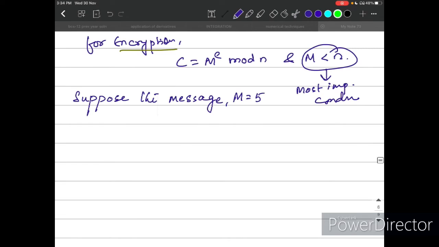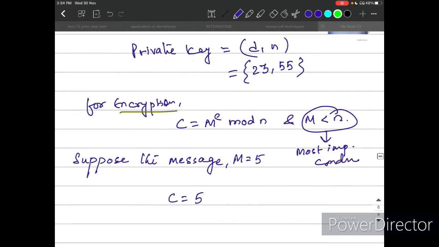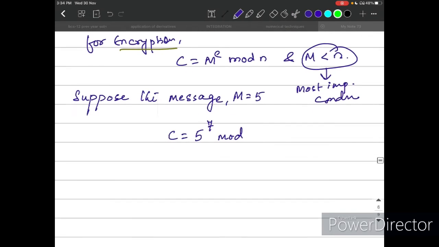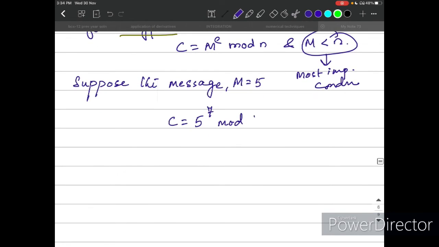So what do we do? What is the formula? C equal to M to the power of E, मने 5 to the power of E. What is the E? E is 7. So 5 to the power of 7 mod, what is n? n is 55. So calculate what is 5 to the power of 7 mod 55.